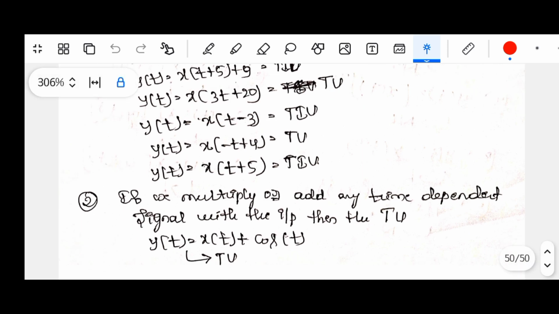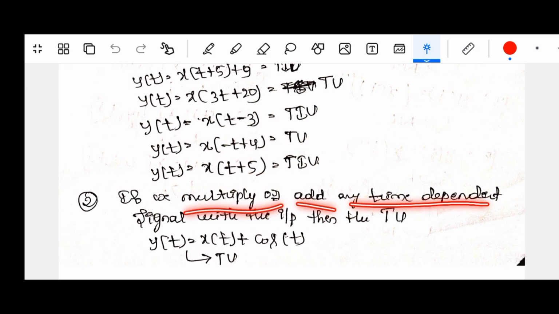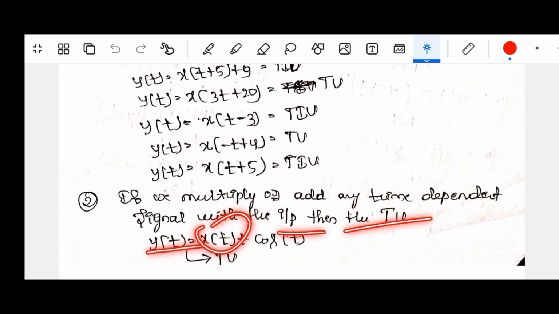y(t) is equal to x(t) minus 3, here t is independent, it is a time invariant. y(t) is equal to minus t, it is a time variant because minus is multiplied with a t. y(t) is equal to x(t) plus 5, it is a time invariant because t is a constant. If we multiply or add any time dependent signals with the input, then the time invariant. y(t) is equal to x(t) plus cos of t, it will be the time variant.